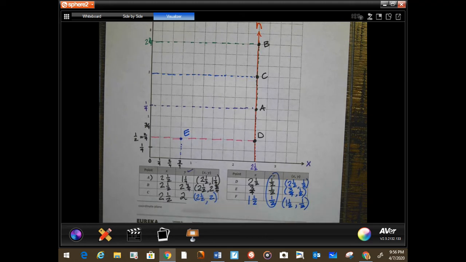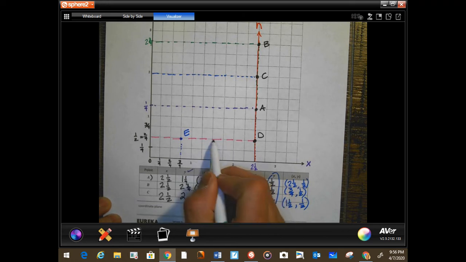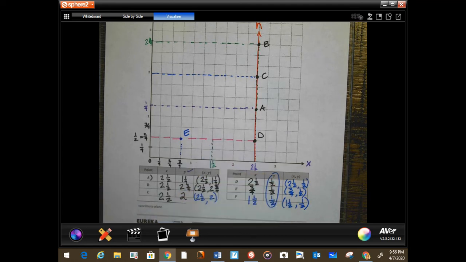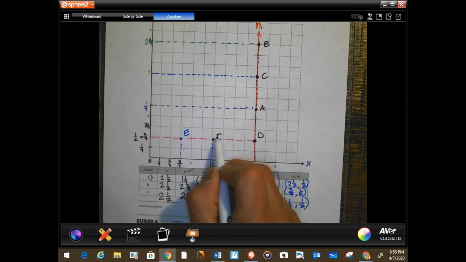So 1 and 1/2 is going to be x, which is always running 1. And half between 1 and 2 is going to be right here, 1 and 1/2. And we're going to jump half. So it's going to be right here. They're going to meet exactly where they intersect on this point. And we're going to call this point F.